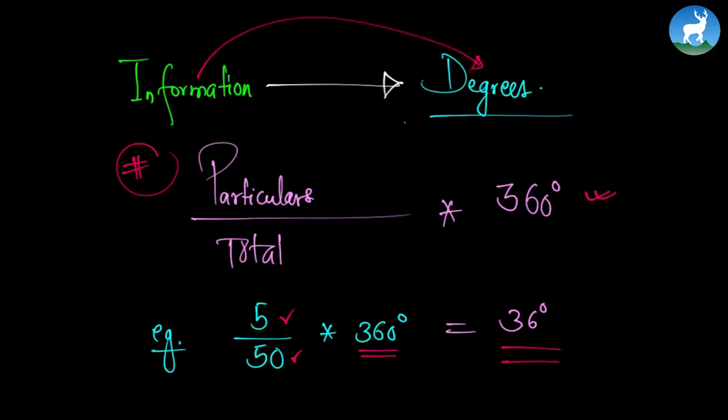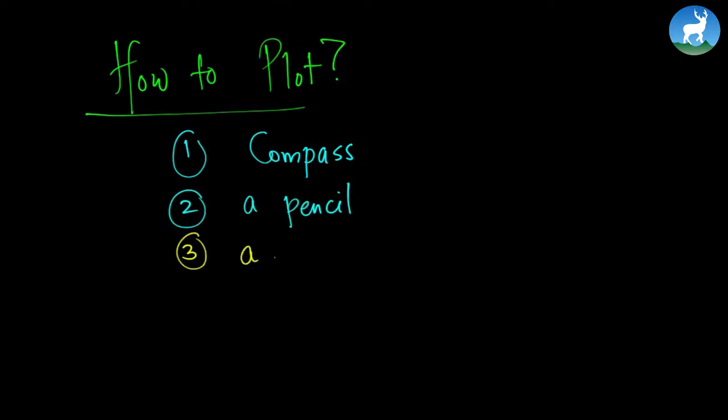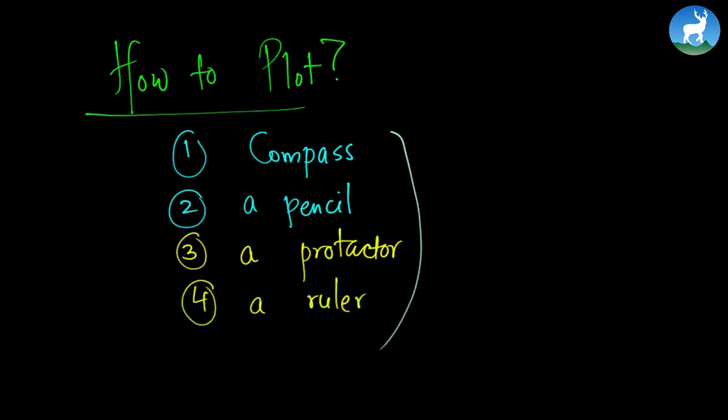Now how to plot the information, the degrees, into a circle. The main concern is how to plot. First of all, you will need a compass. Then you will need a pencil. You will also need a protractor and a ruler. If you have got all these necessary stuffs, you can start by drawing a circle. So start by drawing a circle.